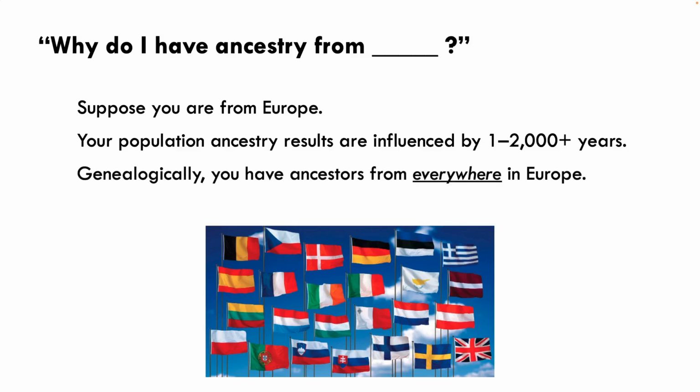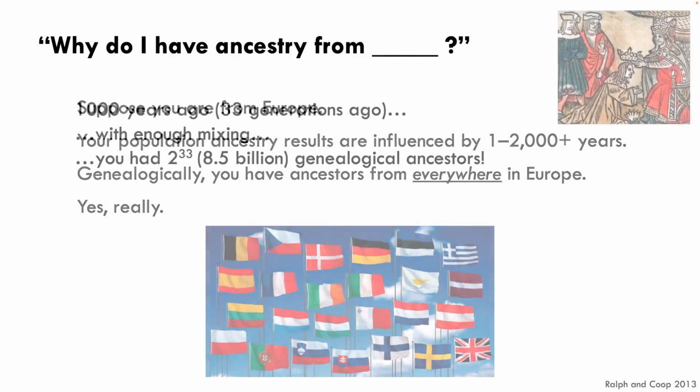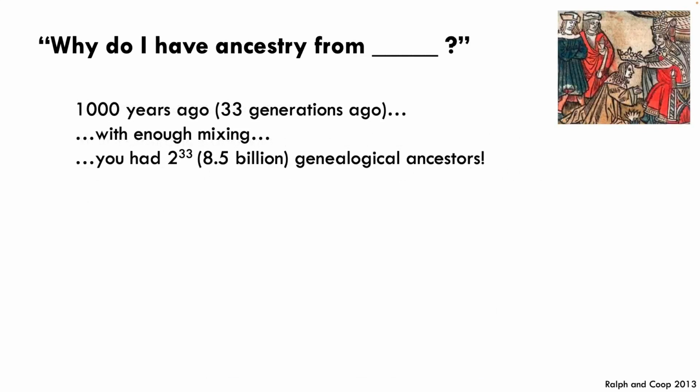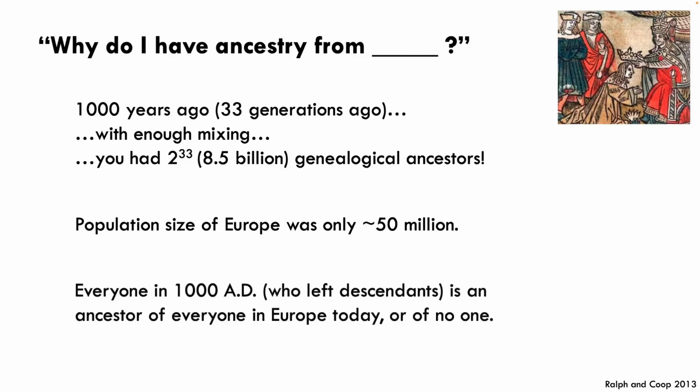Genealogically, you have ancestors from everywhere in Europe. And I literally mean that. 1,000 years ago, which is about 33 generations, with enough mixing, you had 2 to the 33rd power, or 8.5 billion genealogical ancestors. Now, the population size of Europe was only roughly 50 million. 8.5 billion versus 50 million. That means everyone in 1000 AD who left descendants is an ancestor of everyone in Europe today, or of no one.